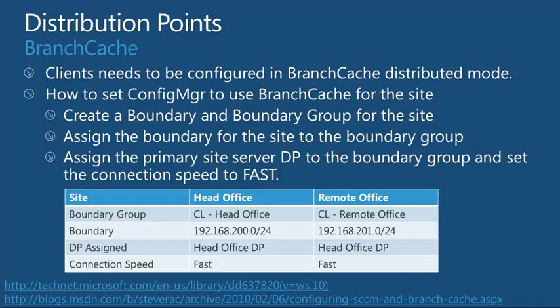This is just a configuration here. You can see I've got the two boundary groups. One is for head office, one's for remote office. They've got different boundaries, but I've got the same DP assigned for both, and I've got them both set for fast. There's a couple of links there that take you to blog articles and TechEd articles which talk about how to do the rest of the branch cache configuration.